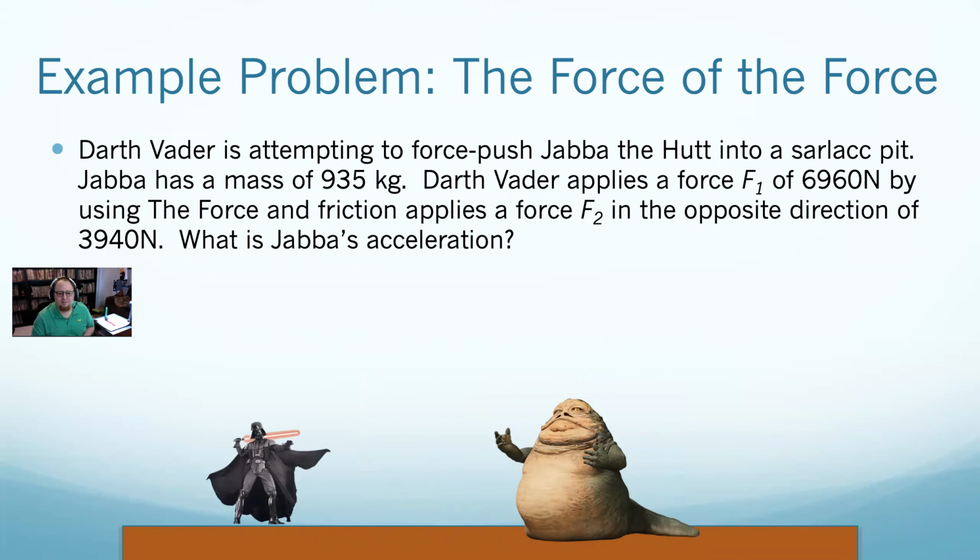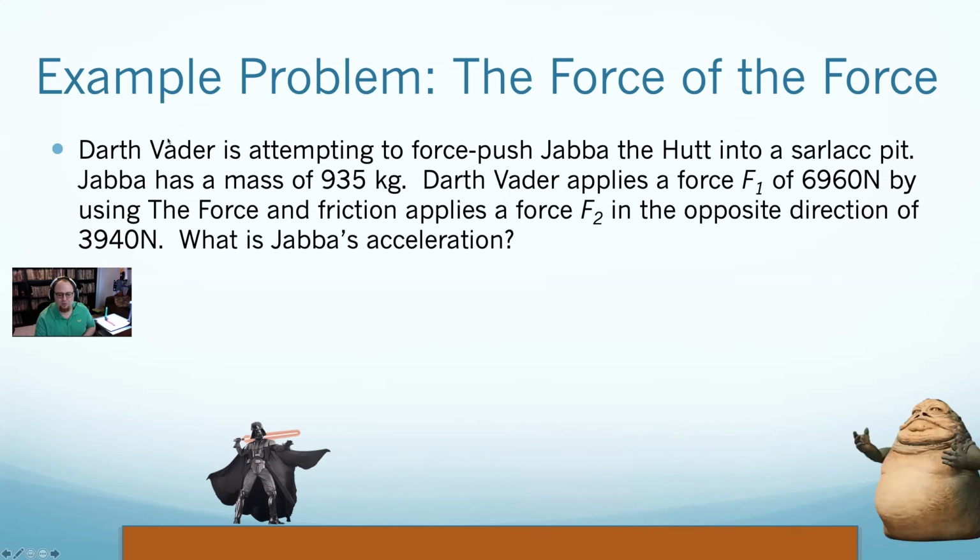Darth Vader is attempting to force push Jabba the Hutt into a Sarlacc pit. Jabba has a mass of 935 kilograms. Darth Vader applies a force of 6,960 newtons by using the force. And friction applies a force F2 in the opposite direction of 3,940 newtons. What is Jabba's acceleration? So basically, we use the force to push Jabba, whew, like that.